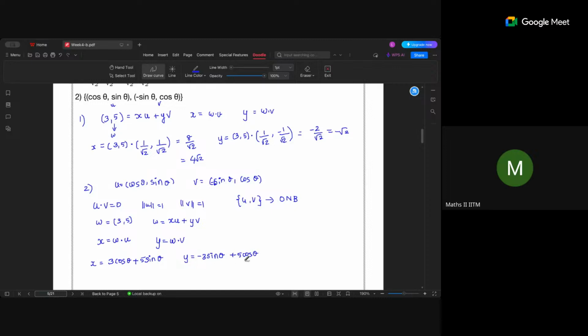So if you put this x and y here and multiply with u and v, you can see that it will give you w. If you have any doubts after finding the answer, you can also put it back here and see whether you are getting back w. You can check it if you want. Okay, so up to this, is it clear for everyone? Yes, ma'am.